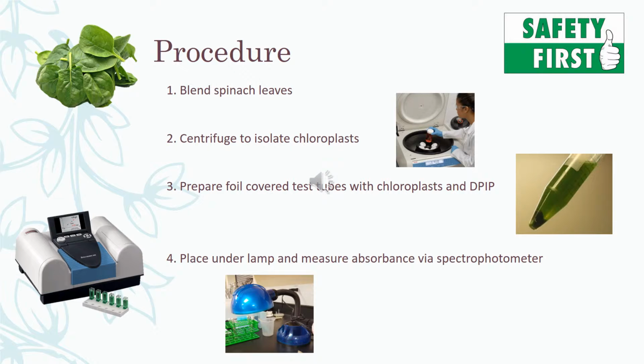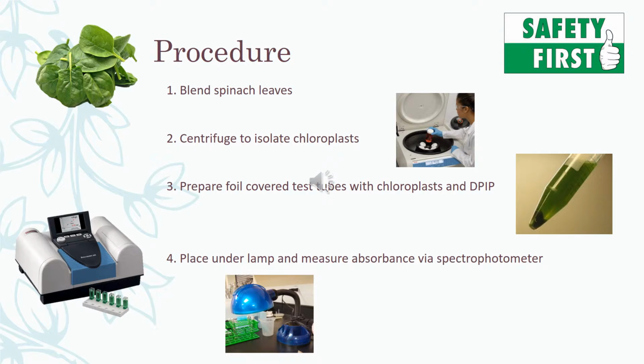After I had the chloroplast suspension, I covered test tubes with foil and prepared them with SPP, chloroplast suspension, and DPIP. This is what I exposed to the different light bulbs in 30-second increments. The solution started blue, but as DPIP was reduced, the solution turned back to light green. So I was able to measure the absorbency of the solution over time using a spectrophotometer.